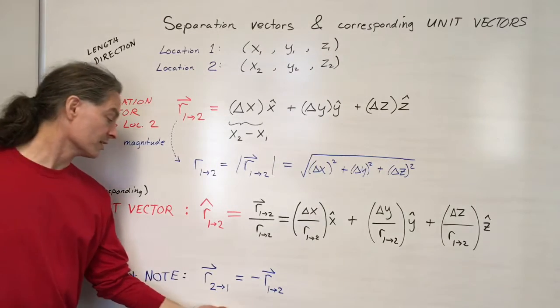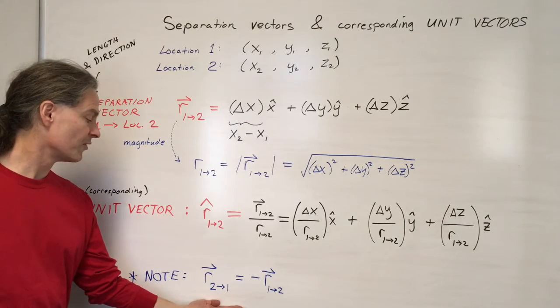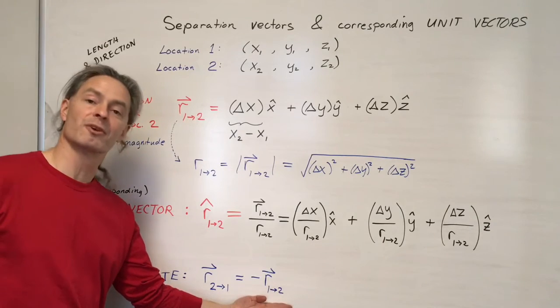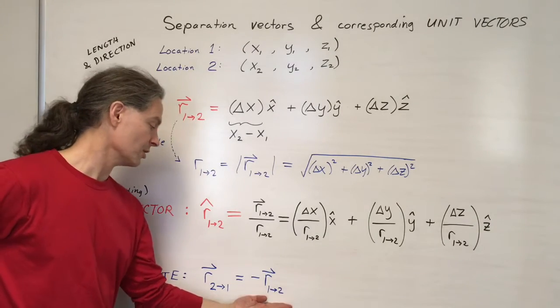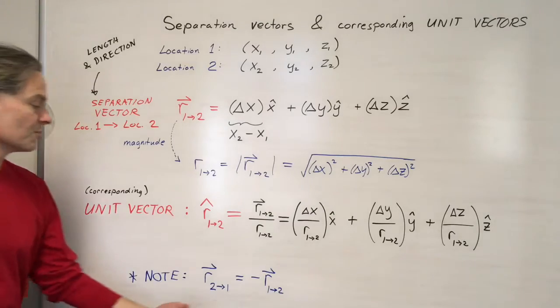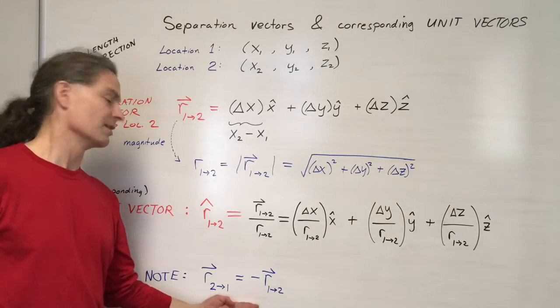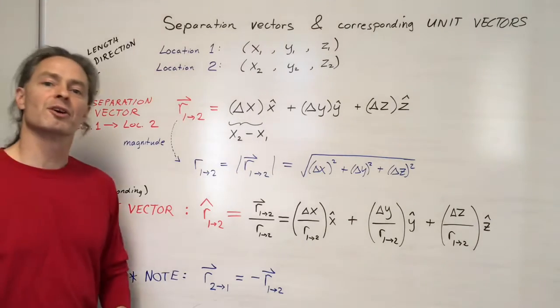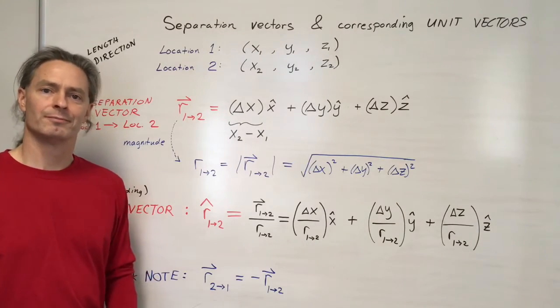Again, noting that the separation vector from location 2 to location 1 will be the negative of the separation vector from location 1 to location 2. That is, those two separation vectors, they're in opposite directions, but they'll have the same magnitude. Okay, so now let's do an example.